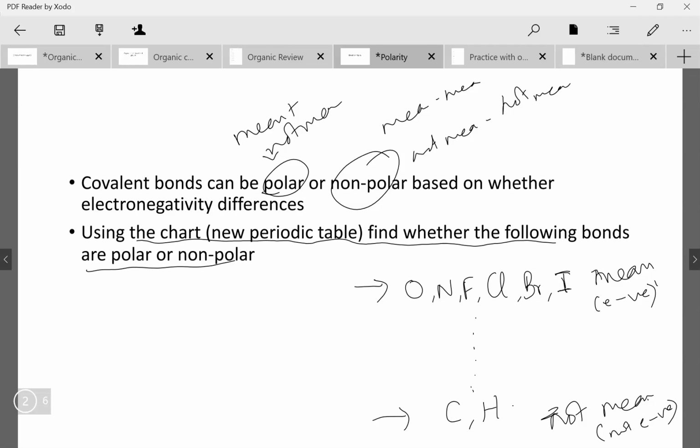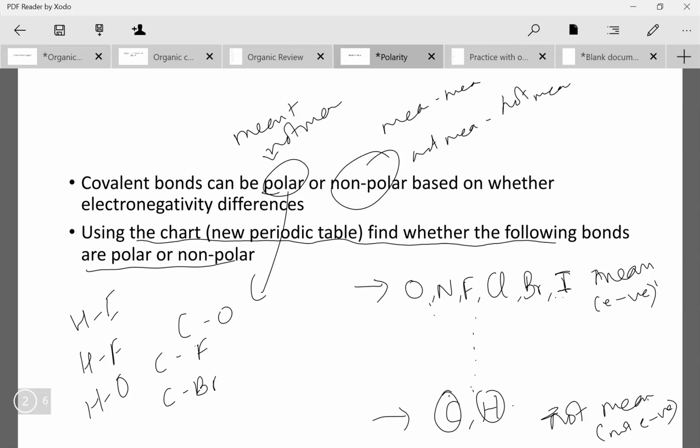So for example, polar bonds would be carbon oxygen, carbon fluorine, carbon bromine, because I'm mixing one carbon with one of these. Hydrogen iodine, hydrogen fluorine, hydrogen oxygen. All of these are polar bonds because I'm mixing one of these with one of those, right? The ones on top. A non-polar bond would be carbon hydrogen, because that's a not mean pair. Oxygen chlorine, or fluorine oxygen.